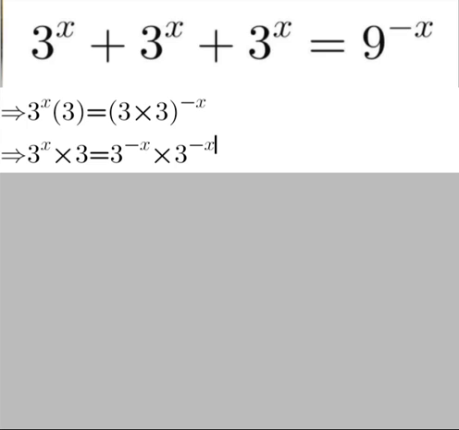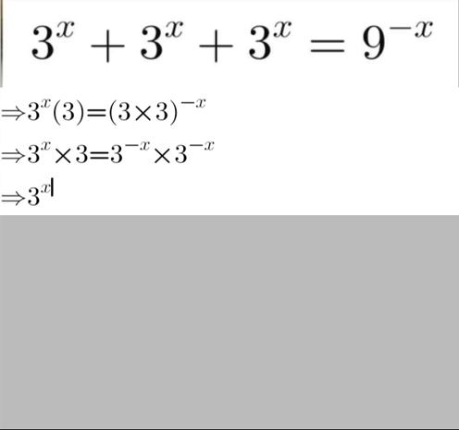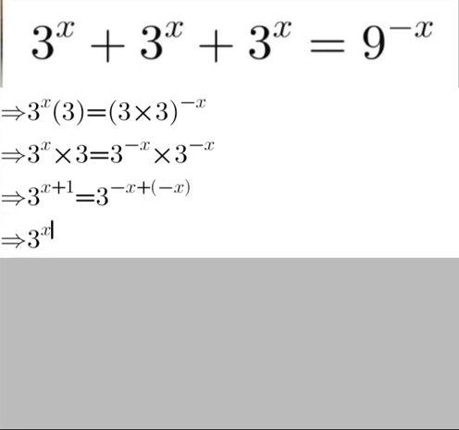So now, if we continue, we have 3 to the power of x plus 1 is equal to 3 to the power of, in indices, when two bases are multiplying, when they are the same, and we have two powers, take one of the base and we add the powers, so we're going to be left with minus x. That multiplication sign will change to addition, so we have plus minus x. So now we simplify, we have 3 to the power of x plus 1 is equal to 3 to the power of minus x minus 2x.